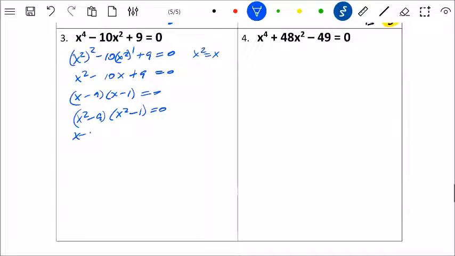Ooh, this one's x minus 3 and x plus 3. This one's x minus 1 and x plus 1. And they each get their own zeros. So x minus 3 equals 0, move it over. So that means we get that x is equal to 3, negative 3, 1, negative 1.